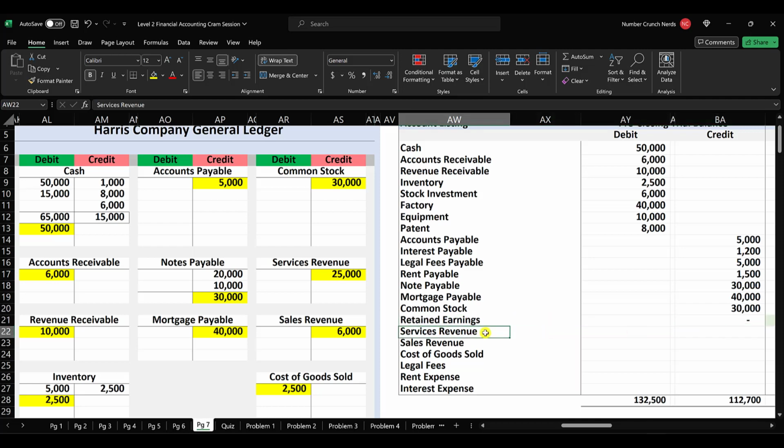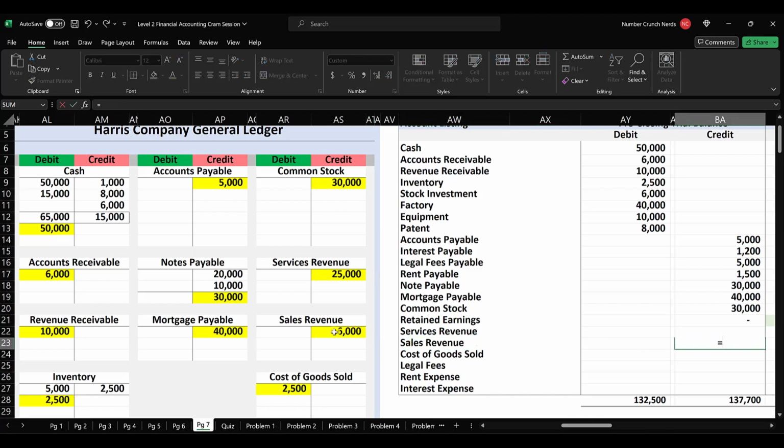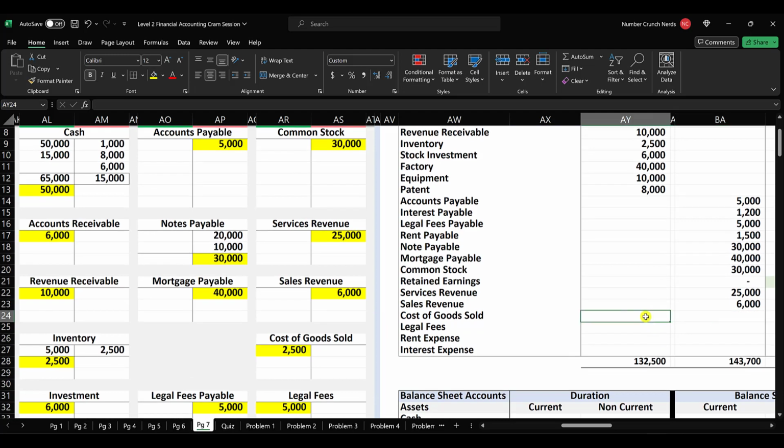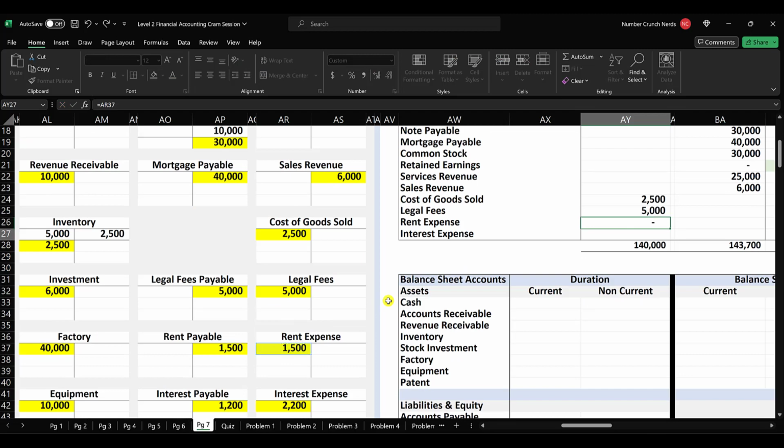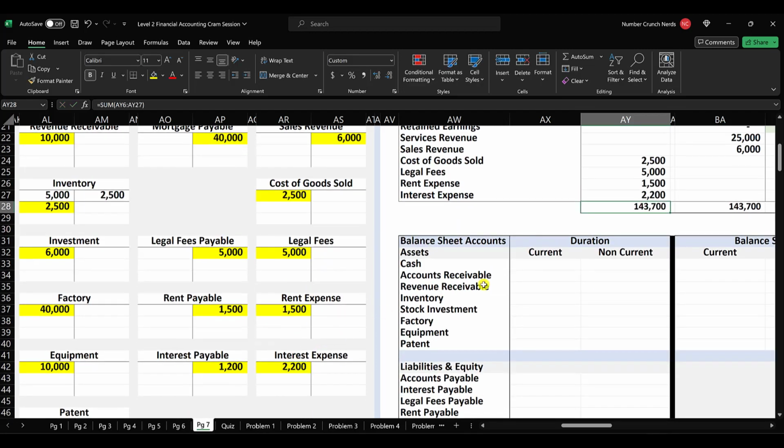Next one is revenue. Revenue increases with a credit. So right here, $25,000 of services revenue. We have $6,000 of sales revenue. Cost of goods sold, that's an expense. Expense increases with a debit. So I'm going to move back to the other side of the trial balance, grab my cost of goods sold. Next, legal fees, debit. Next, rent expense, debit. And finally, interest expense. There we go.